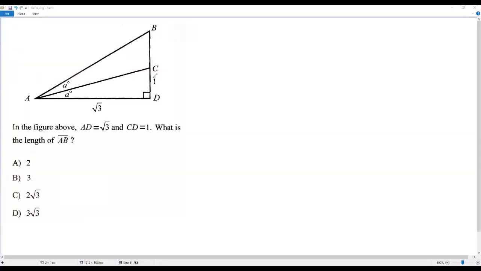Here we have a SAT math question. Okay, let's go with the information. Here we have a triangle. In the figure above, AD equals square root of 3 and CD equals 1. What is the length of AB?